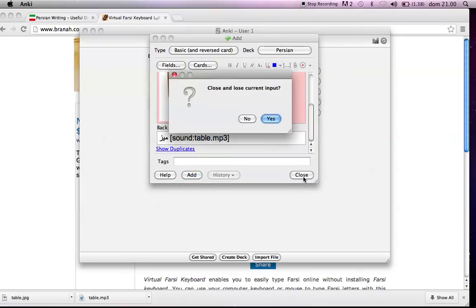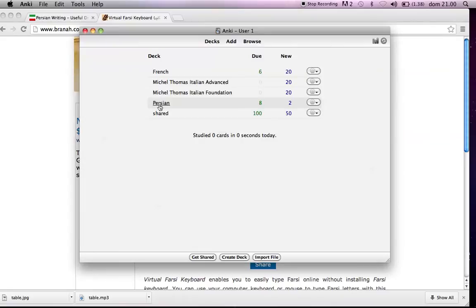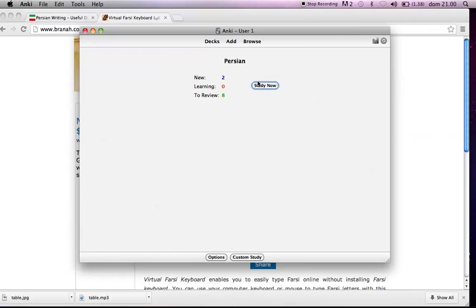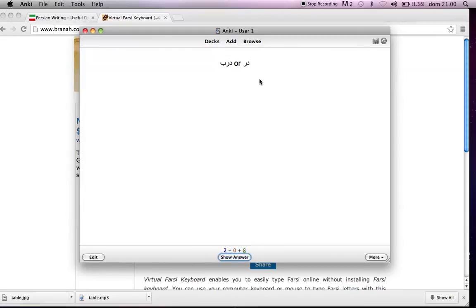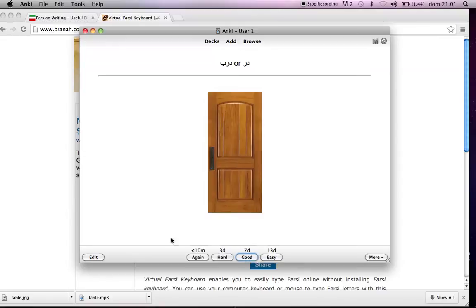And then I'll just show you quickly what this looks like when it comes up. I'm assuming that you'll see a full card. Let's just look. Dar. Okay, so obviously you can see dar or darb, and you could hear the word, and that means table or door. I'm sorry, I was just thinking about tables. See, there's a door, and then you can choose whether it's something you need to see again.